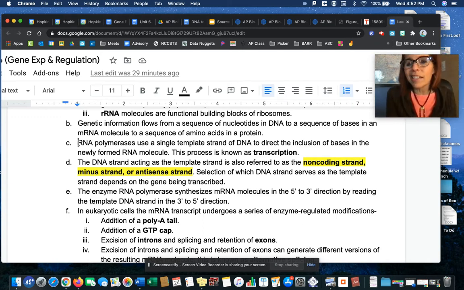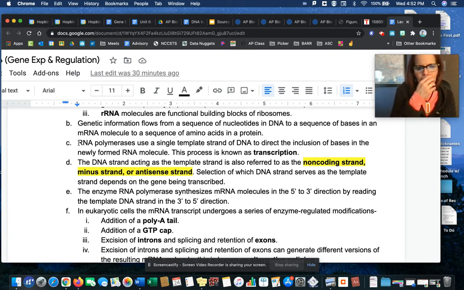So look at letter D, because I don't think these words have come up in the prezzies. Letter D says the DNA strand, so the one side of the DNA that's acting as the template for the mRNA, is referred to as the non-coding strand. I think that's confusing because I want to call it the coding strand. So the non-coding strand, the minus strand, or the anti-sense strand. What? That's craziness. Selection of which DNA strand serves as the template strand depends on the gene being transcribed.